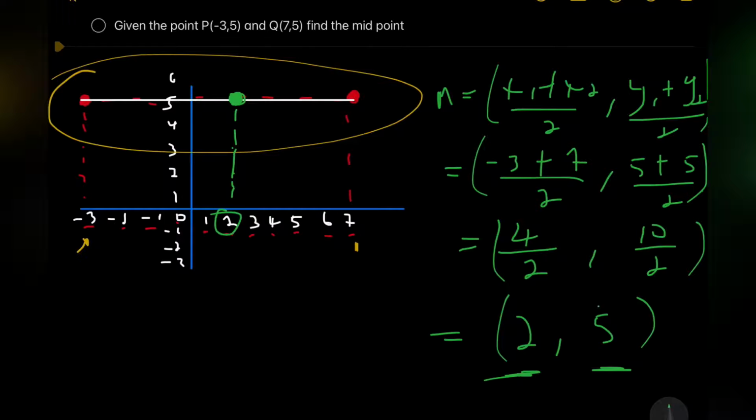I would advise that you use the midpoint formula because the graphical method is only applicable, or easier to do, when our line is horizontal. For a case where our line is diagonal, we won't be able to look at this graphically and find the midpoint that easily. So let's look at an example where we have a diagonal line.